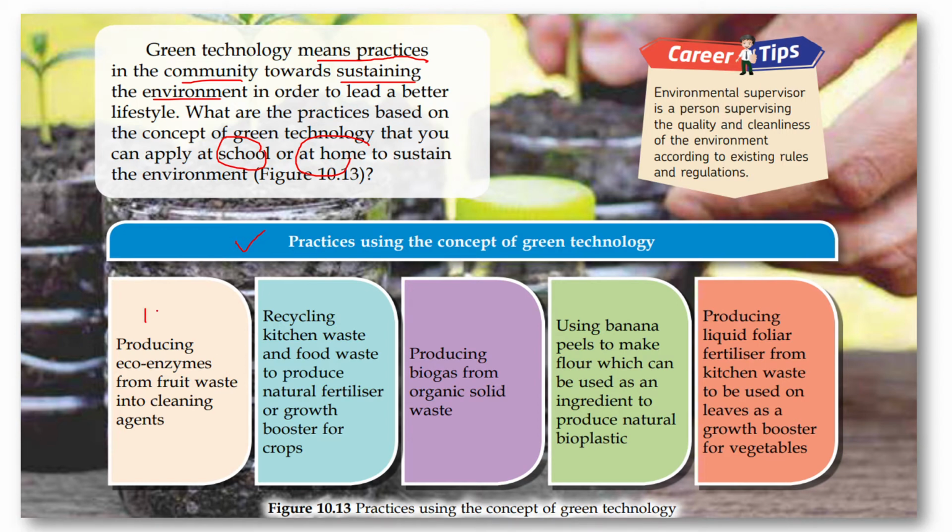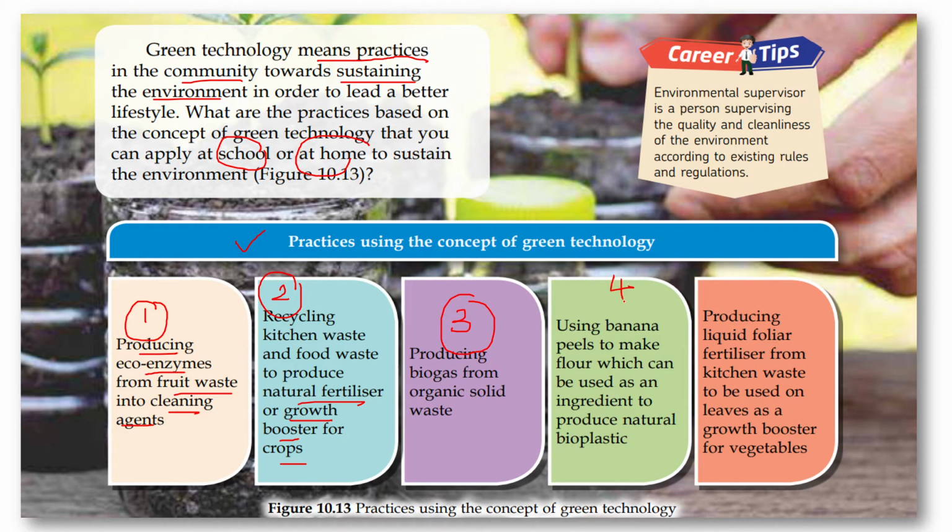First, practices to produce eco-enzymes using fruit waste, from fruit waste into cleaning agents. Okay. Practice number 2 that we can do is to recycle kitchen waste and food waste to produce natural fertilizers or growth booster for crops. Practice number 3, produce biogas from organic solid waste.